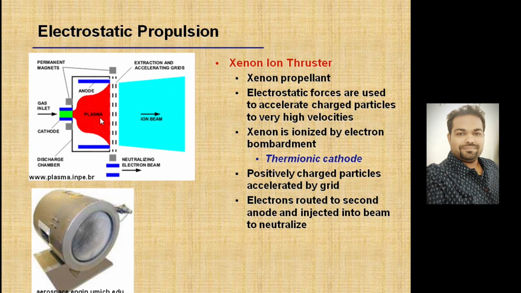So any electrons going in the opposite direction, against the flow direction, will be neutralized with the help of these neutralizers. The electrons are routed to the second anode and injected into the beam to neutralize it.